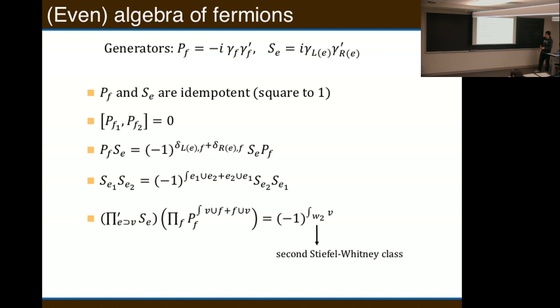So when we have a fermion hopping around some vertex, we go back to 1. But in this case, it's going to go back to some plus 1 or minus 1, given by some data called W2. So here, W2 is the lattice representation of the second Stiefel-Whitney class. So this will give rise to some spin structure later.